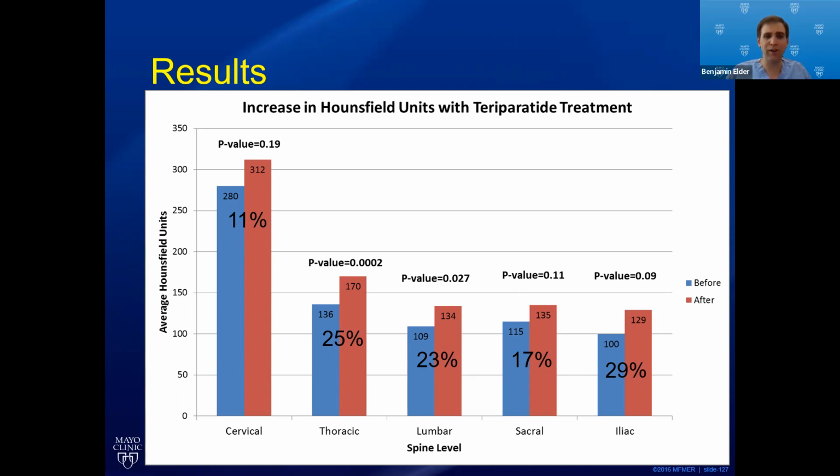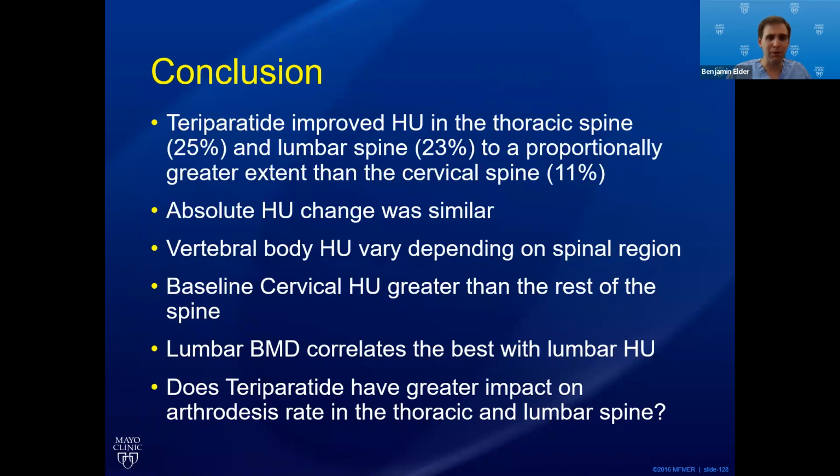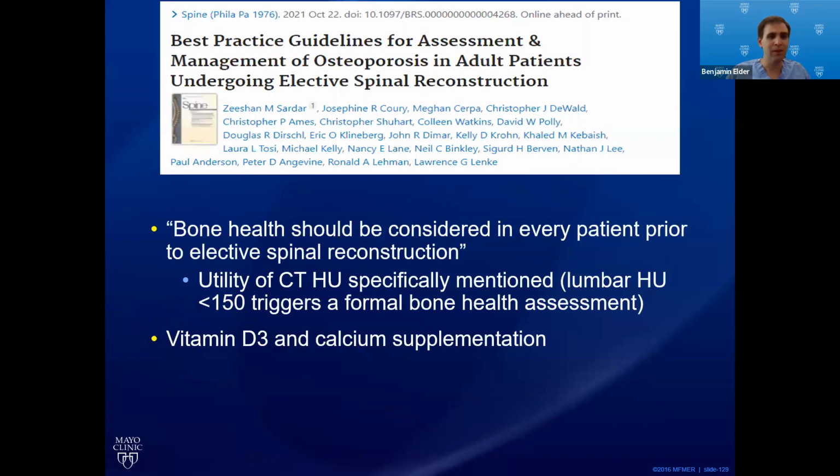And so it's not really clear if there's more cortical bone and that's why there's less effect at that segment, or it just seems to be less beneficial in the cervical spine. But clearly it seems to be beneficial for most regions of the spine and still had some benefit in the cervical spine. But the lumbar BMD did correlate the best again with our lumbar Hounsfield units.